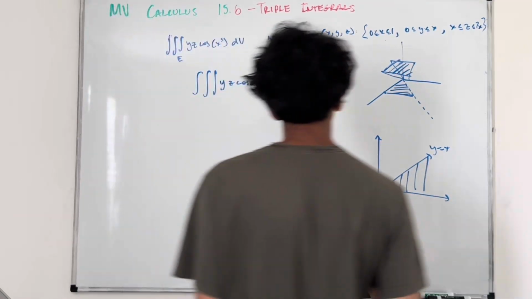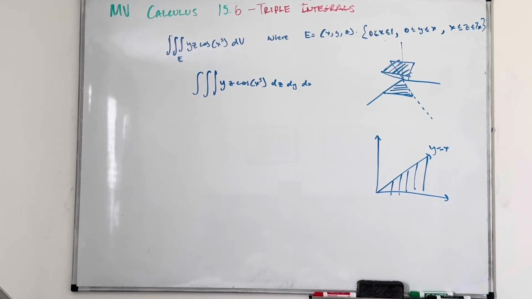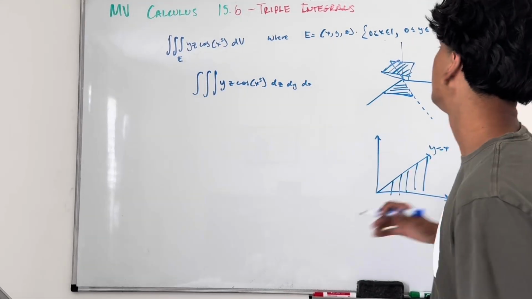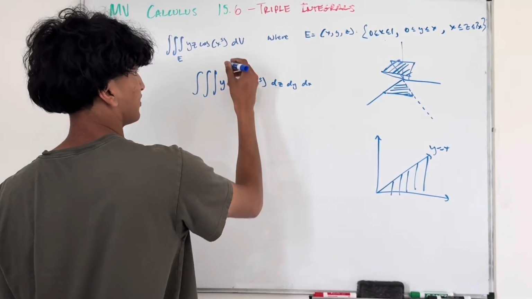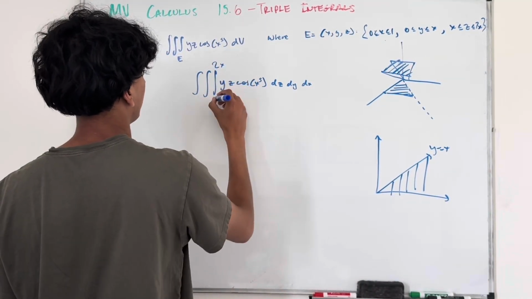This could be multiple types, this could really be type 1, type 2, type 3, but we're just going to do dz first because it's pretty easy to see. We can do the top surface minus the bottom surface, so 2x to x.